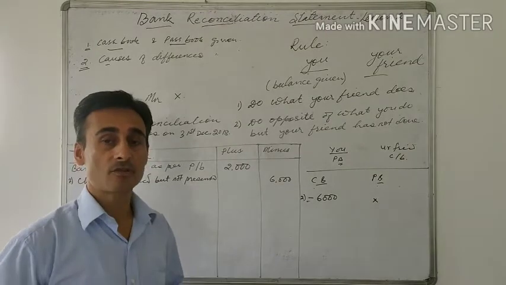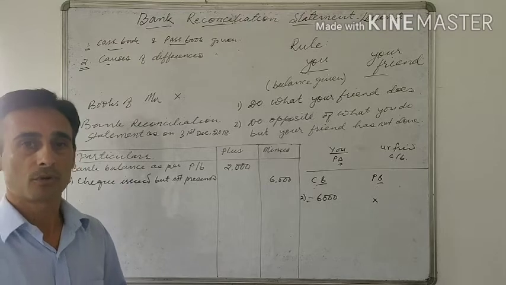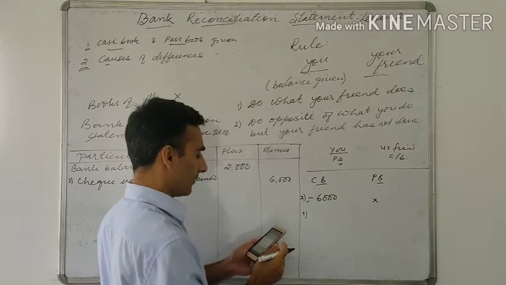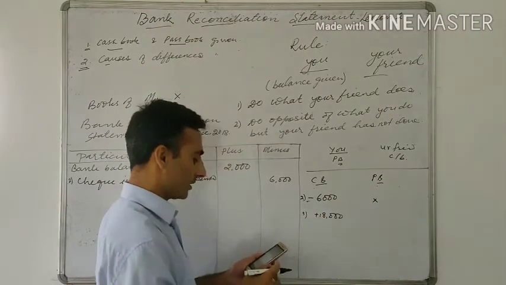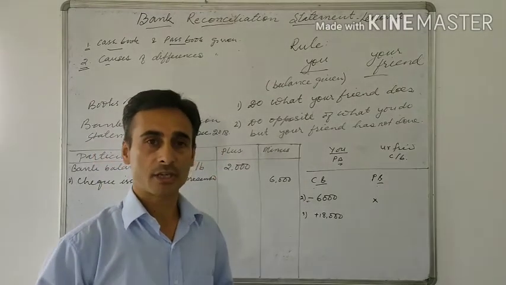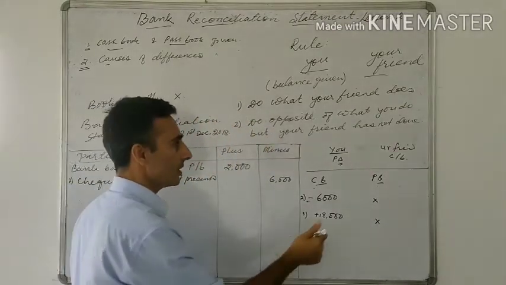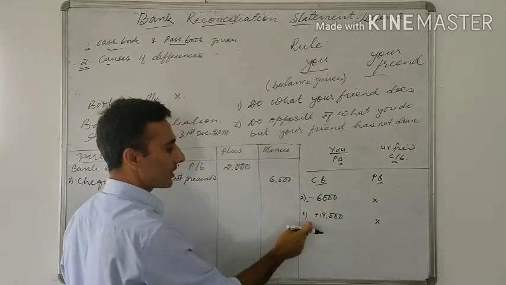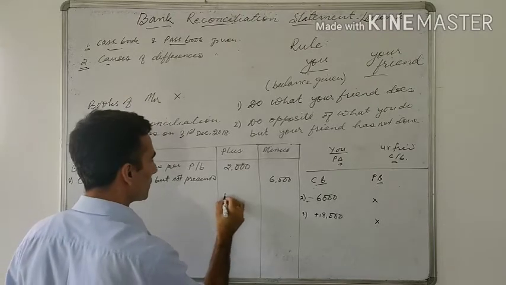Check paid into bank means the check is deposited into the bank. Who deposited? The firm deposited. So again the entry will be there. It is deposited by the firm, so plus 18,000, but not collected by the bank. Since the bank has not collected the check, there is no entry in the bank. Now who is your friend? Your friend is the cash book. Do what your friend does. Your friend has done plus 18,000, so you have to put this 18,000 in the plus column.